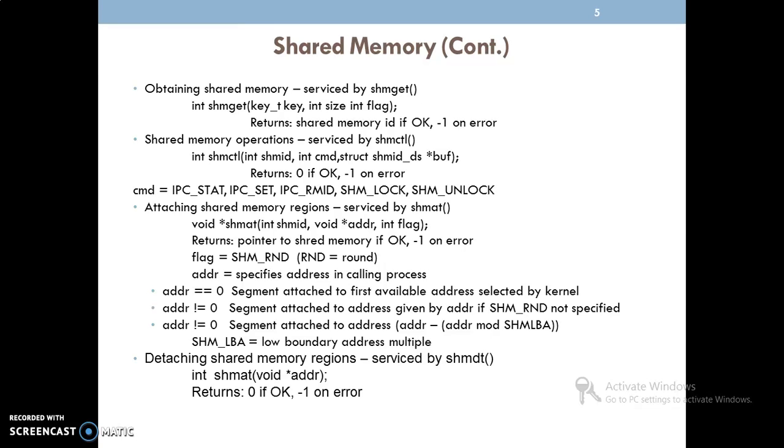Then the last, detaching the shared memory regions, is done by one of the functions, shared memory dt, which has only one argument, that is address here. The successful condition returns the 0 value and -1 on failure conditions here.